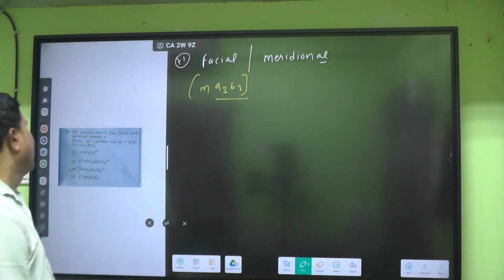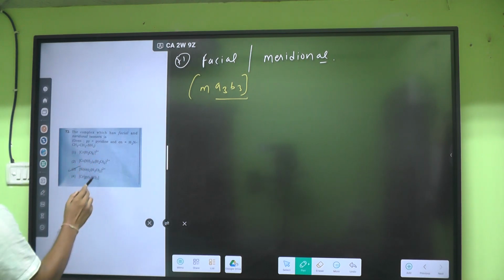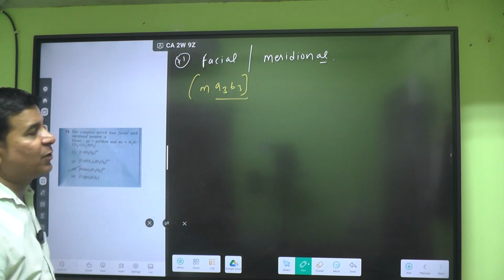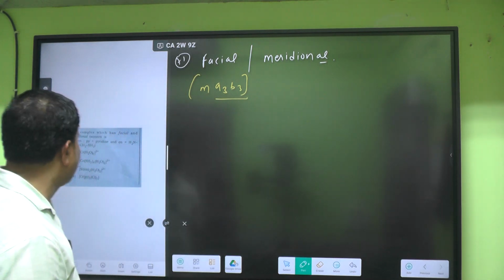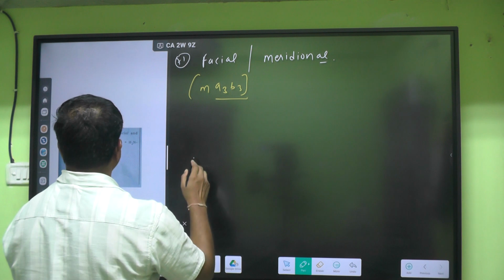Check here. MX6 does not show geometrical isomers. Ma4B2 does not show. The third option, Ma3B3 type, both A and B are monodentate ligands. Now we can draw facial and meridional here.